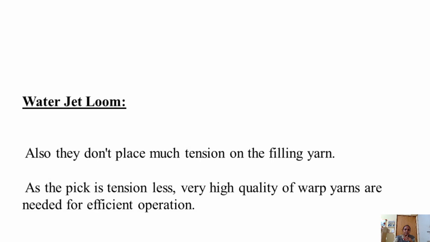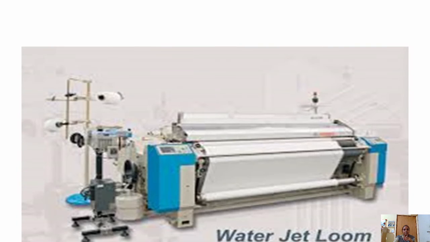As the pick is tensionless, very high quality warp yarns are needed for efficient operation. So, the weft tension is less, and very high quality warp yarns are needed for efficient operation. This is the water jet loom. The weft insertion is done with the help of a jet of water.